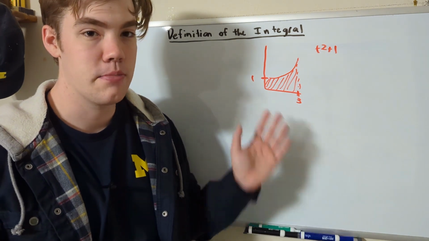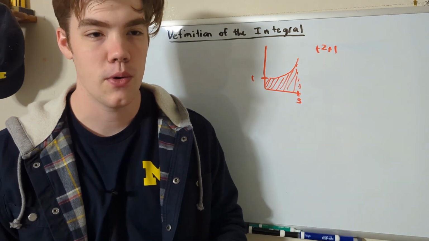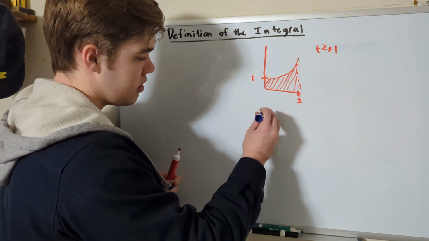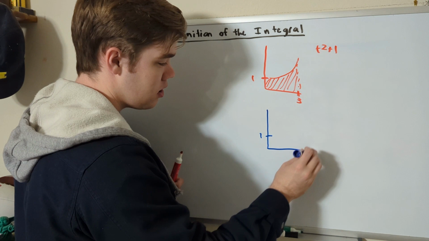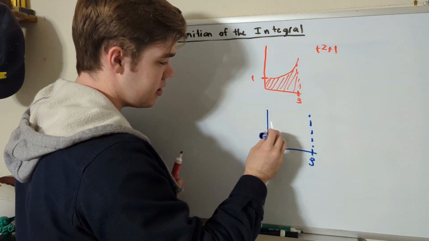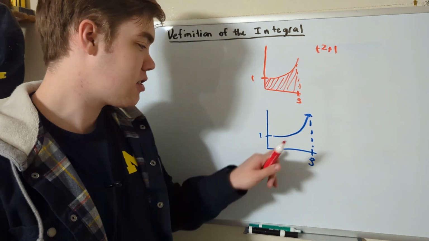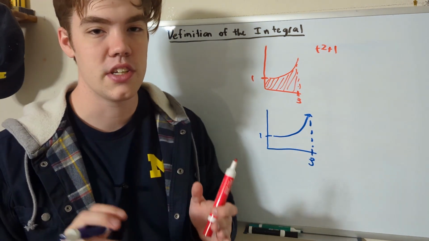Well, let's draw this graph, but with 6 pieces like we did before. Let's use blue, why not? We're gonna draw the same graph. It starts at 1 here, and it goes to 3. And this is the boundary, and this is our function. And let's try and describe this area underneath the curve with only 6 pieces.